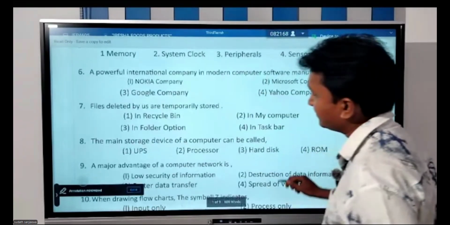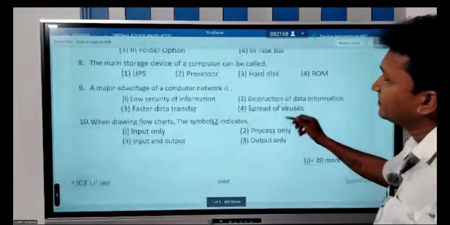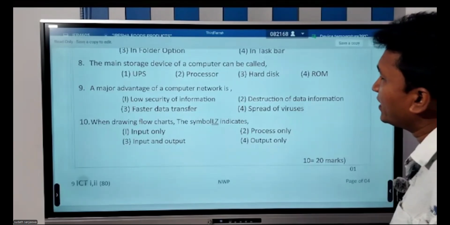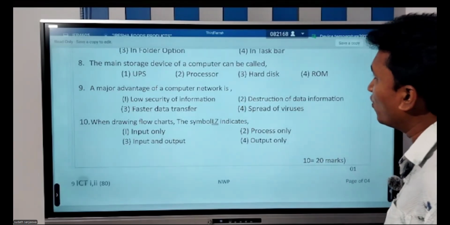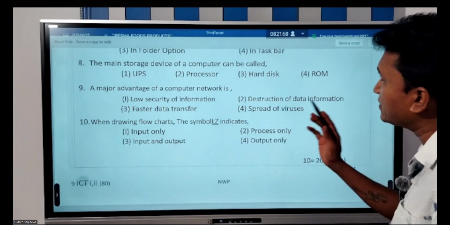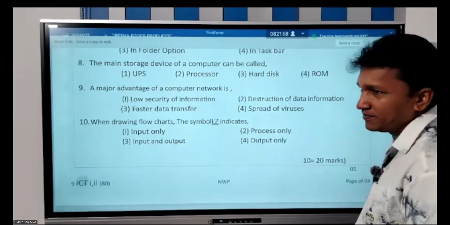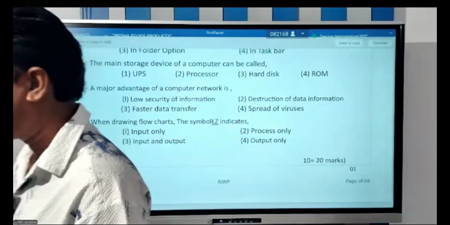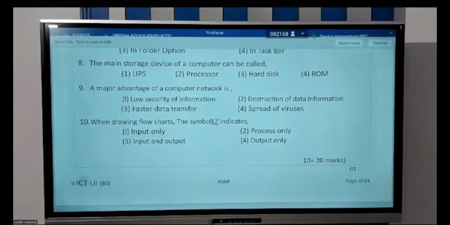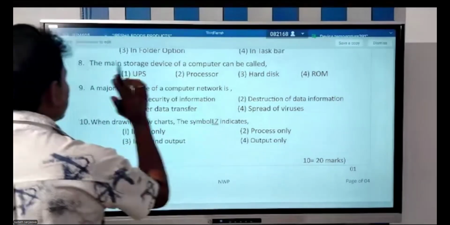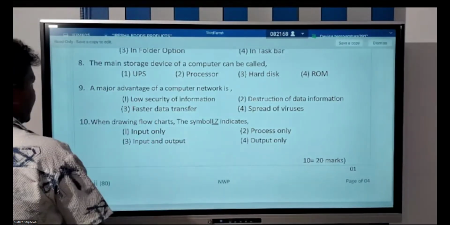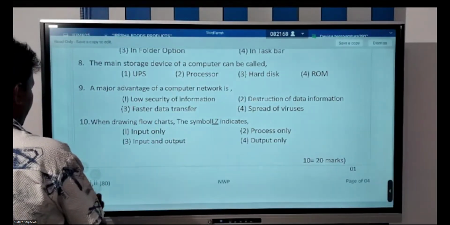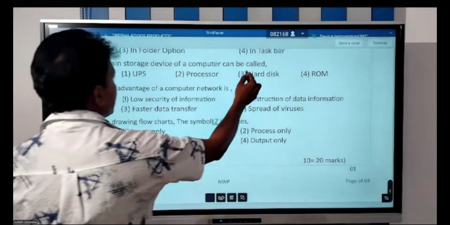The main storage device of a computer can be called UPS, processor, hard disk, ROM. The hard disk. Yes, the hard disk is the main storage device. Yes, good.